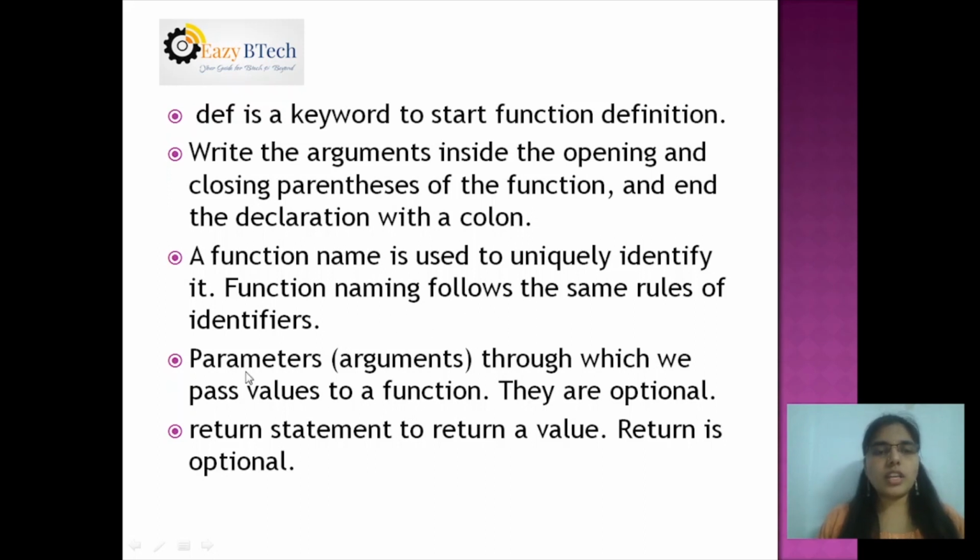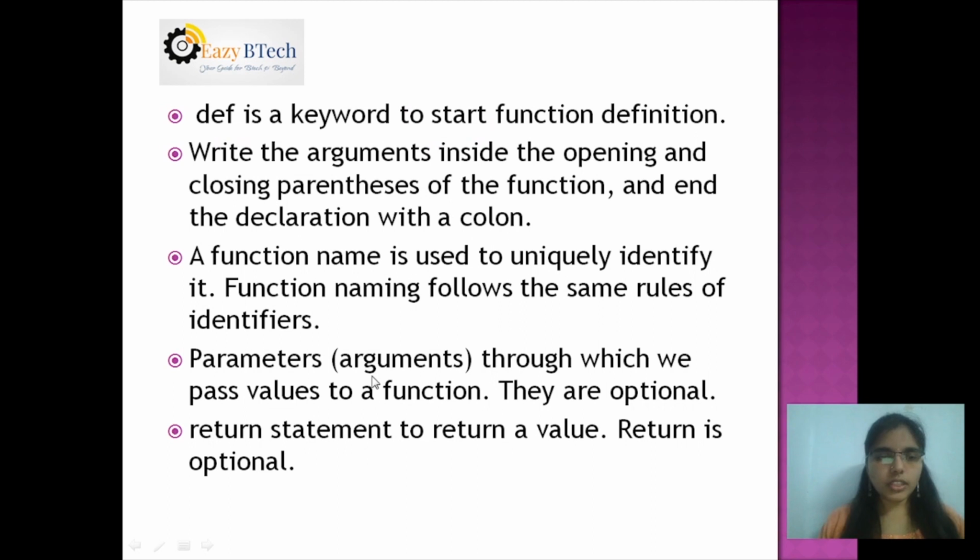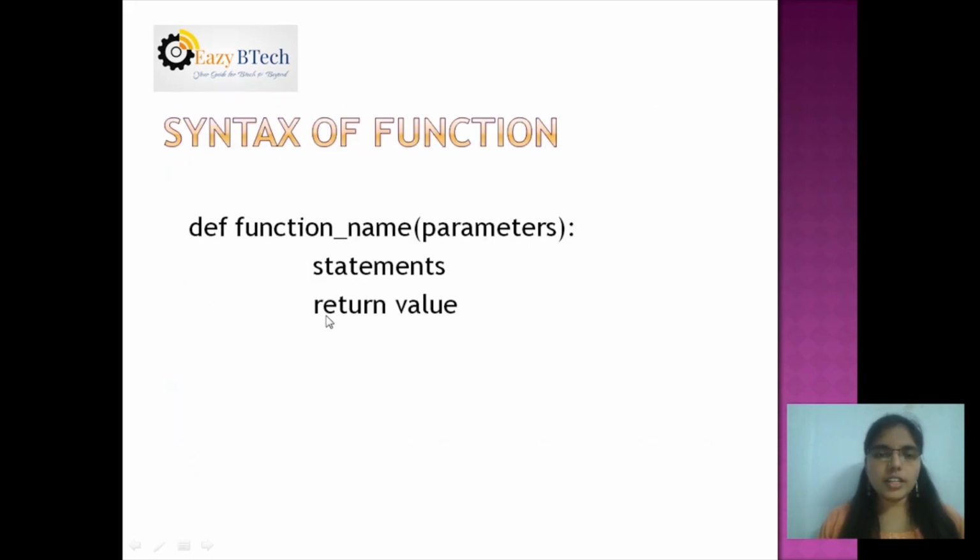Next point, parameters or arguments. We can call them parameters or arguments; both are the same, through which we pass values to the function. They are optional, meaning parameters may be present or not. Next, the return statement, to return a value. Return is also optional. Actually, it returns a value to the function call.